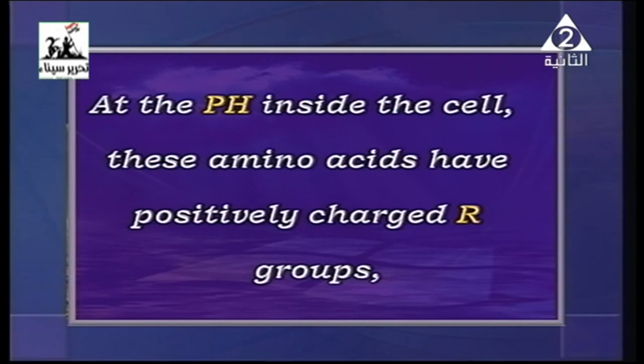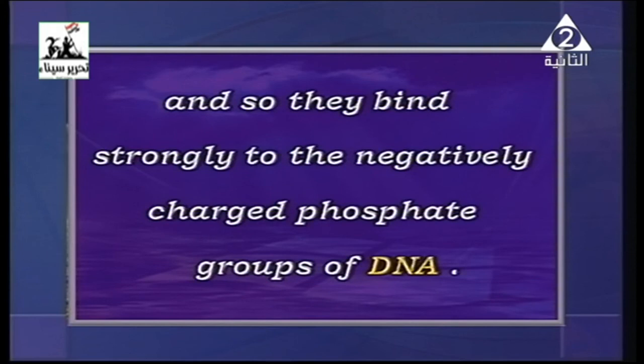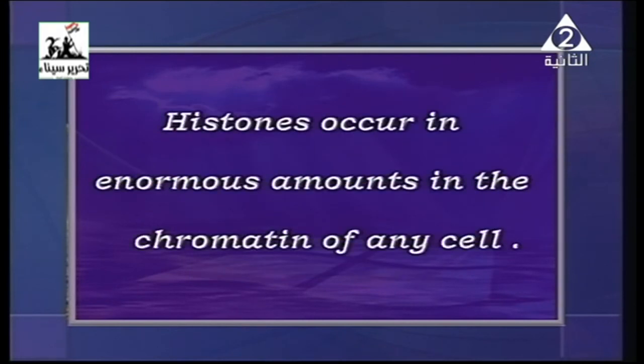Alkyl groups are maybe what? CH3, C2H5, and so on. Any alkyl group. And so they are bound strongly to the negatively charged phosphate groups of DNA. Histones occur not in several, but in an enormous amount in the chromatin of any cell.